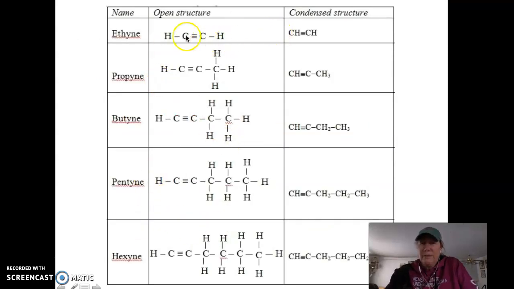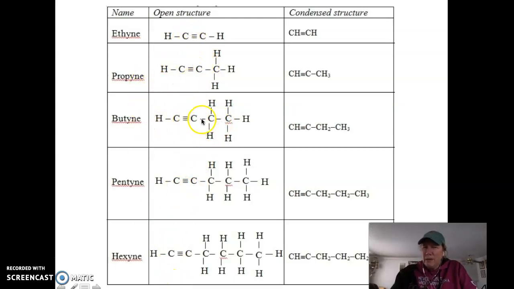Here are your examples. Now this is ethyne, and I have the open and the condensed. Here's propyne, 1, 2, 3. Butyne. See how you think it sounds like you're from the South? And all of these have the triple bond on the first carbon. Okay, so that's why there's no number there.